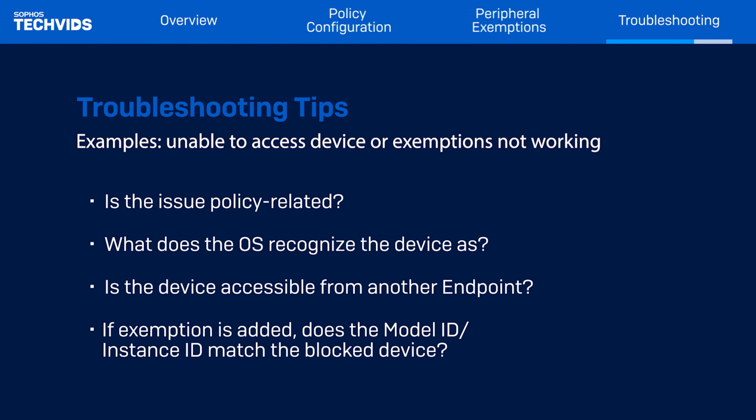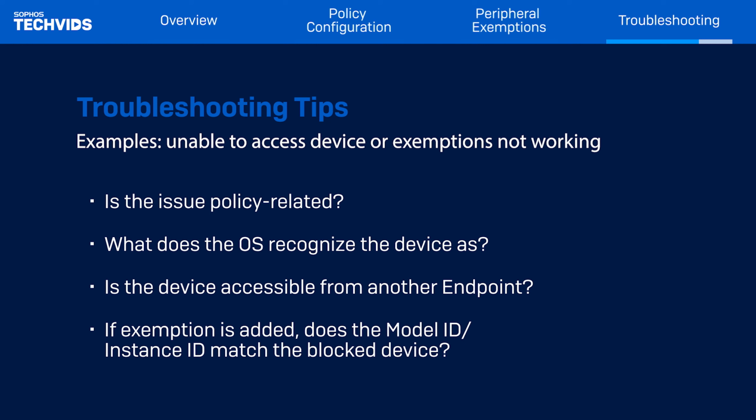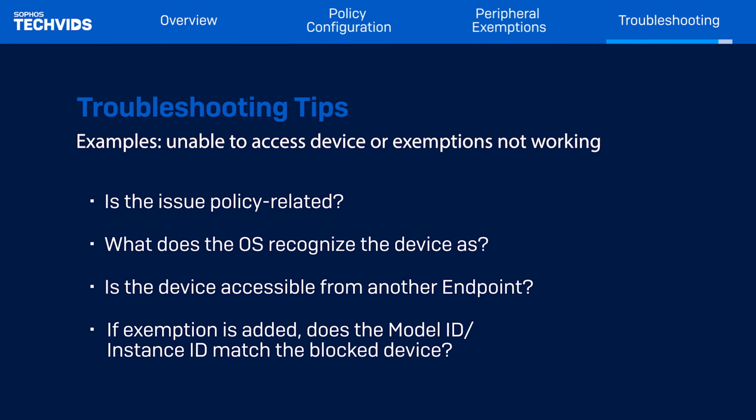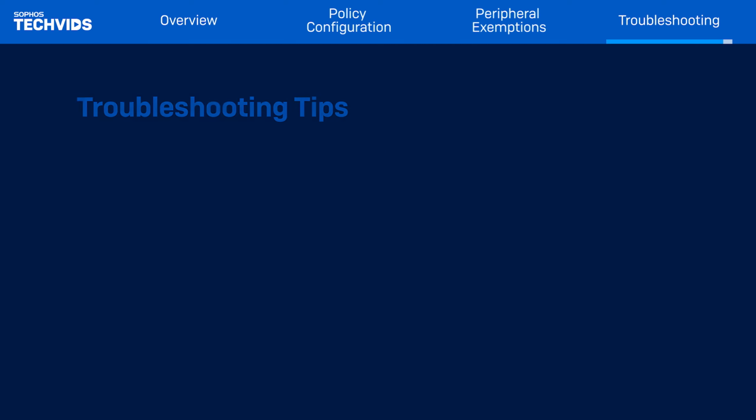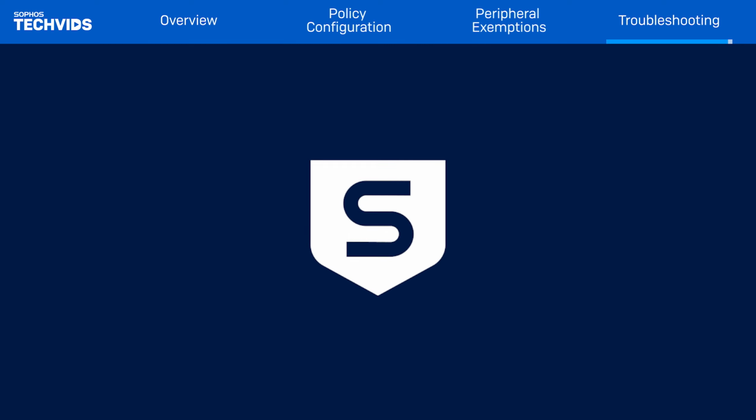Fourth, if an exemption is added, check if the model ID or instance ID matches that of the device being blocked. And if all the above is checked but the issue persists, open a support ticket with Sophos support for further assistance.